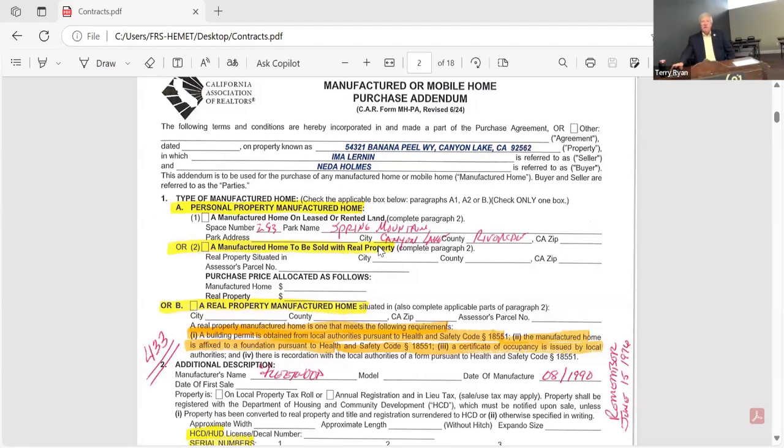All right, so here we have a parcel number for the lot. So we have the real property located in whatever city and whatever county and whatever zip code, and we own the lot, so we also have a parcel number. When we do that, we also have an allocation of price. How much do you think the manufactured home is worth, and how much do you think the real property is worth? And boy, I'll tell you, do we get into it on that?